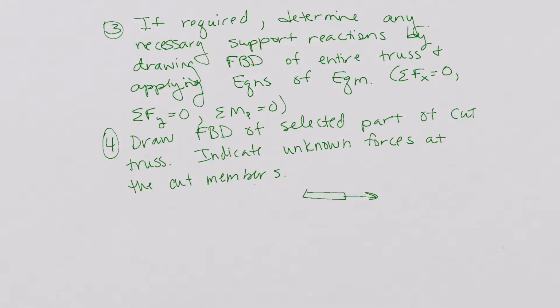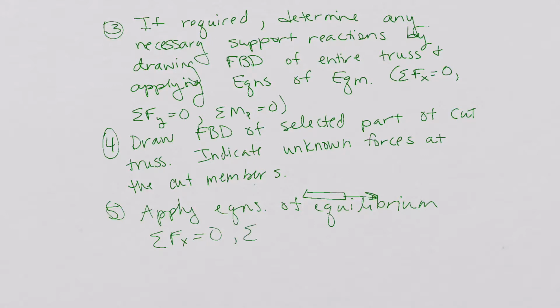And then the last step is to apply those equations of equilibrium. We basically have the three different equations of equilibrium, applied to that selected cut section of the truss, and then solve for the unknowns. Those are the sum of the forces in the x equals 0, sum of the forces in the y equals 0, and sum of the moments about a point P equals 0.